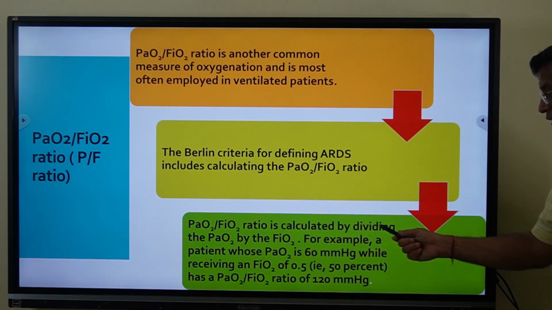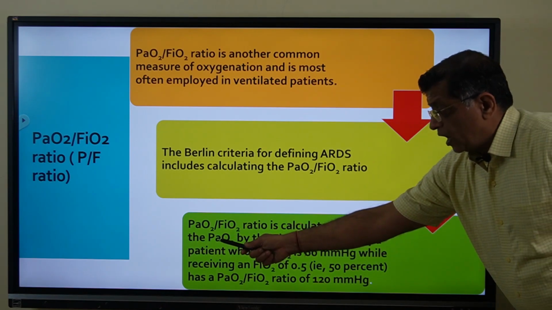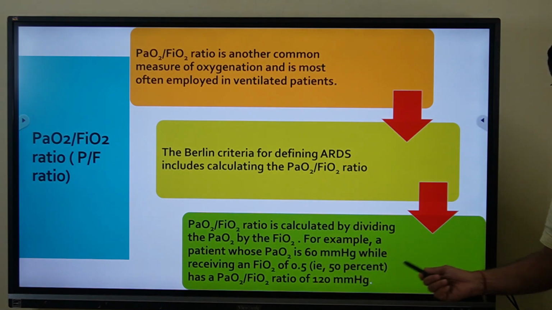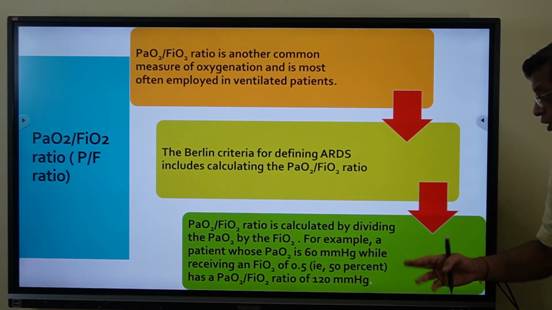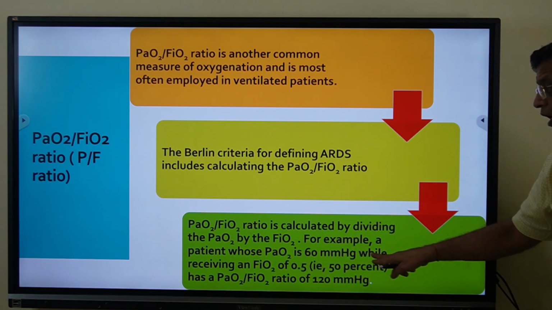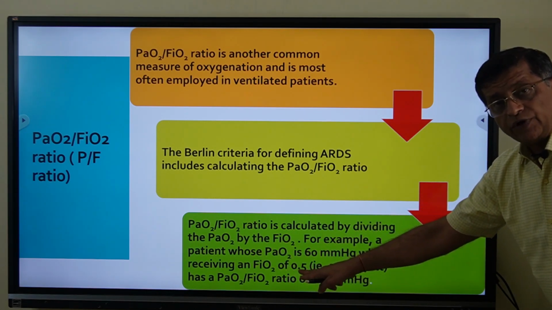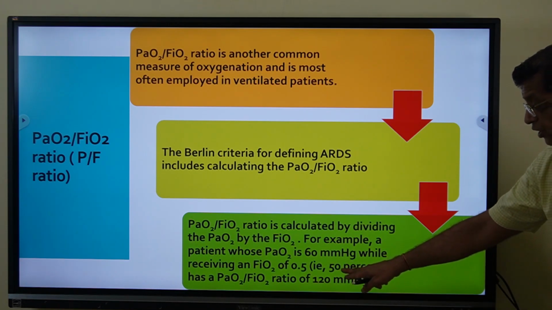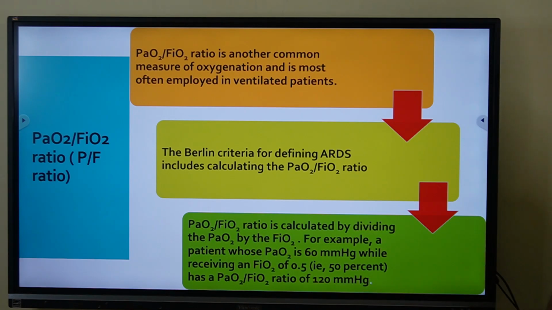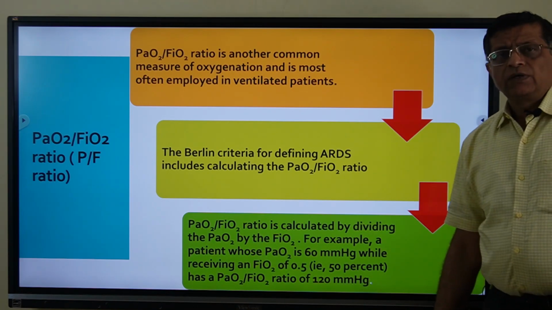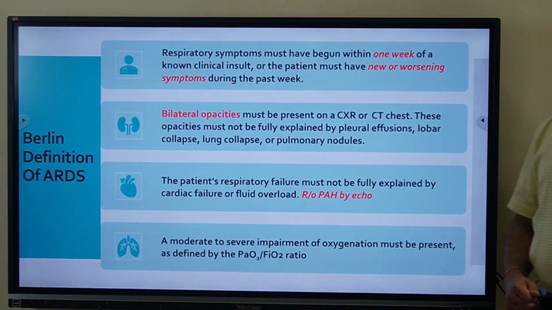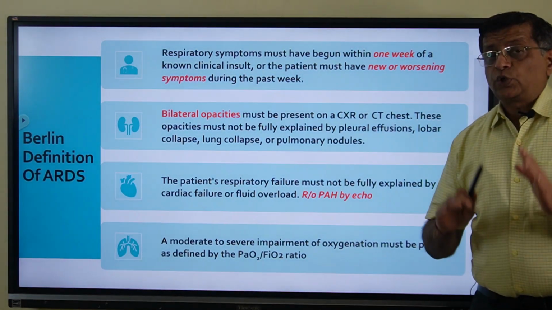What is the PaO2 FiO2 ratio? It is calculated by dividing the arterial partial pressure of oxygen, small PaO2, by FiO2, that is the fraction of oxygen in inspired air. For example, if a patient has a PaO2 of 60 and the FiO2 is 0.5, that is 50%, then his ratio will be 60 divided by 0.5, that is 120. So very simple. It comes in handy in patients with ARDS. But ARDS is not diagnosed by PF ratio alone.